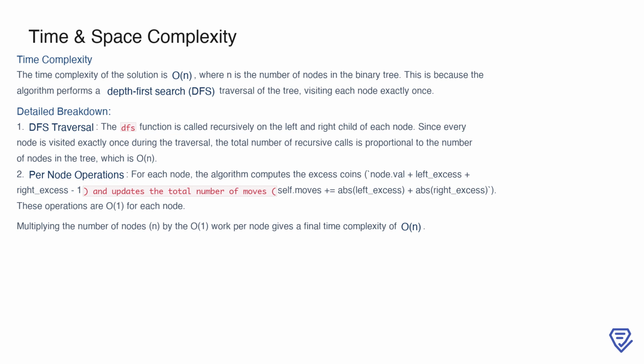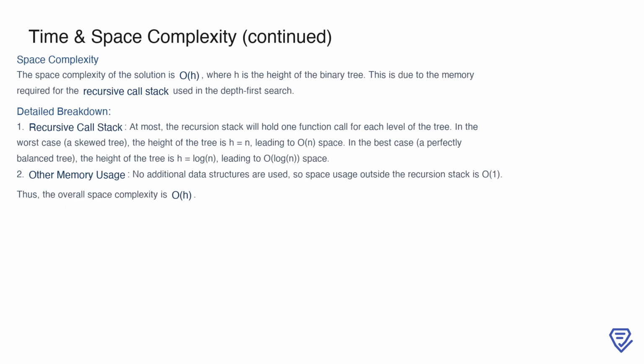Additionally, for each individual node, we calculate the excess coins by evaluating node.val plus left_excess plus right_excess minus 1, and we update the total moves using the absolute excess values from the left and right subtrees. These computations are constant time operations, or O(1) per node. When you multiply the O(1) work per node by the total number of nodes, n, the overall time complexity becomes O(n). The space complexity of this solution is O(h), where h is the height of the binary tree.